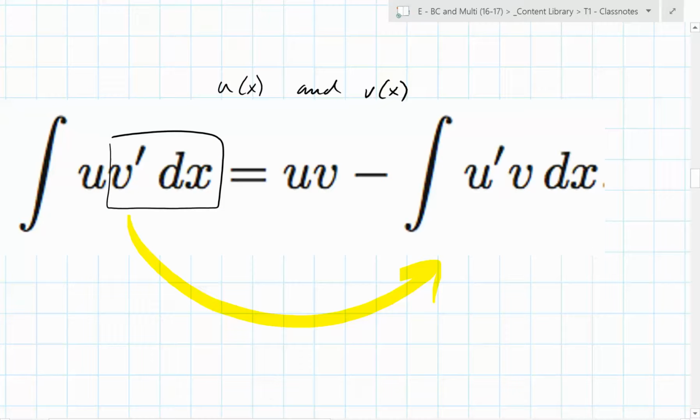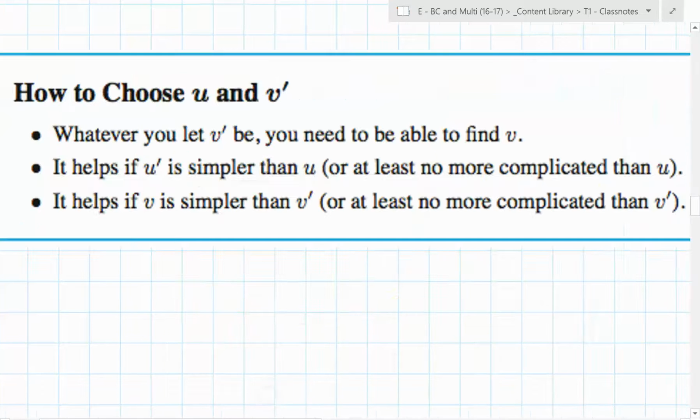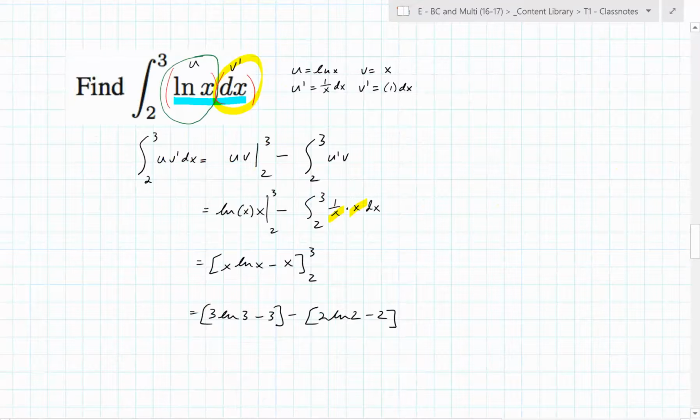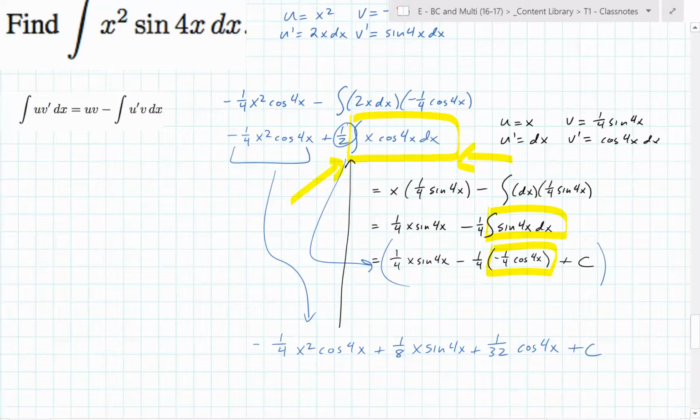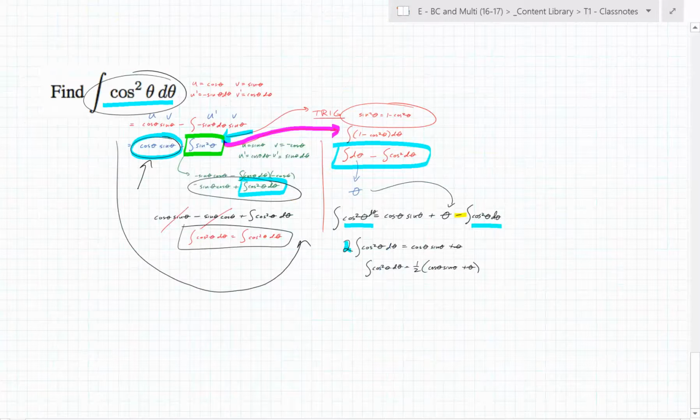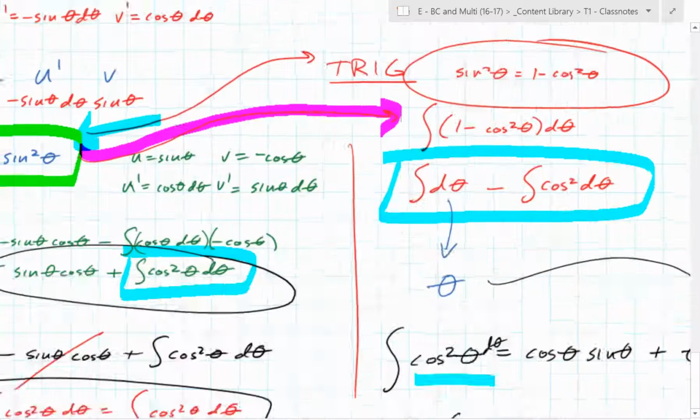So to recap, we're undoing the product rule. When you make your choices, let v prime be something that you're able to integrate, and it helps if u prime is simpler than u and v is simpler than v prime. When you're doing a definite integral, the limits stick around from the beginning. Sometimes things aren't written in a nice order, so you have to pull them apart. Sometimes the algebra isn't super fun, sorry. And sometimes you have to use parts inside parts, and remember your basic trig.